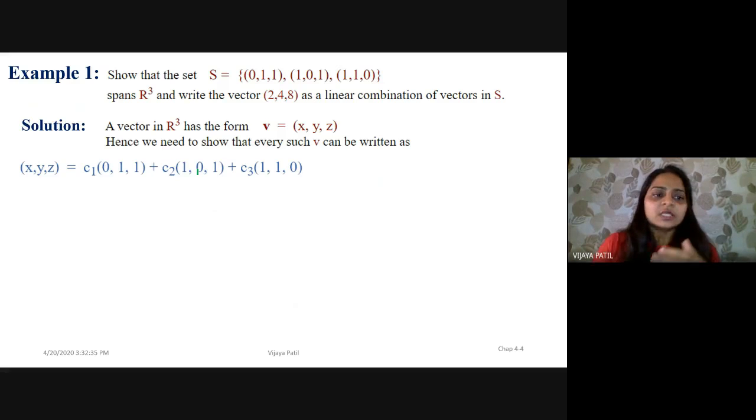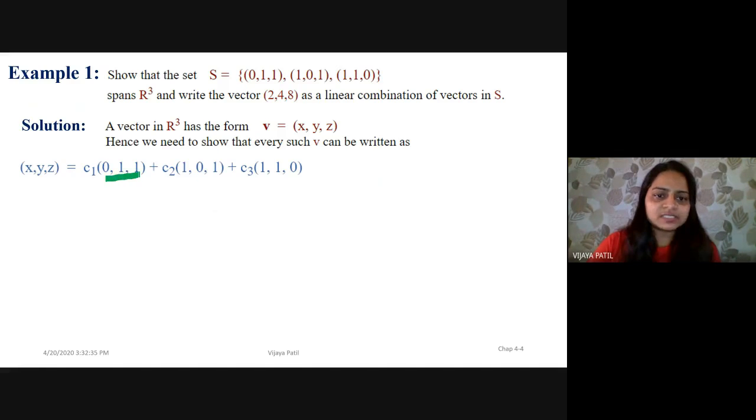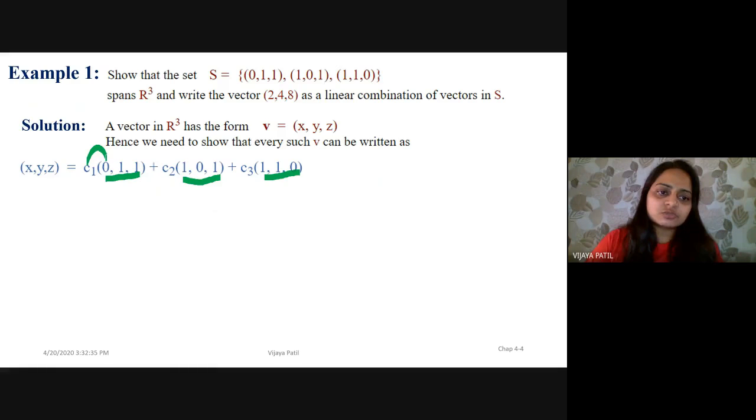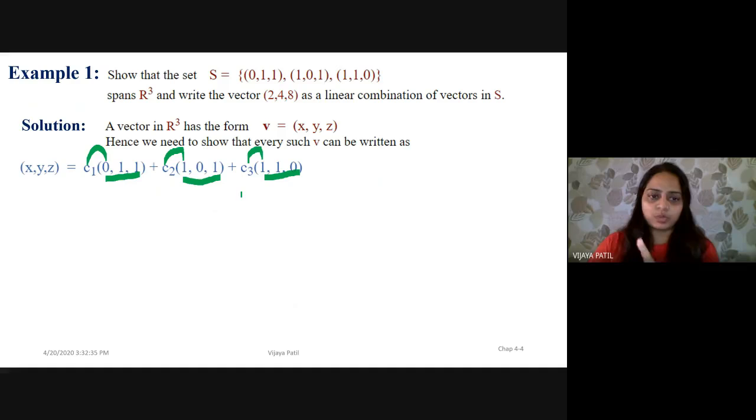Let us try to make it generalized. So (X, Y, Z) equals C1 times the first vector plus C2 times the second vector plus C3 times the third vector of the set. So C1, C2, and C3 will exist. As we have seen in linear dependence and independence, after this we are going to form the equations. How are we going to form the equation? C1 into 0, plus C2 into 1, plus C3 into 1. This would be my first equation.